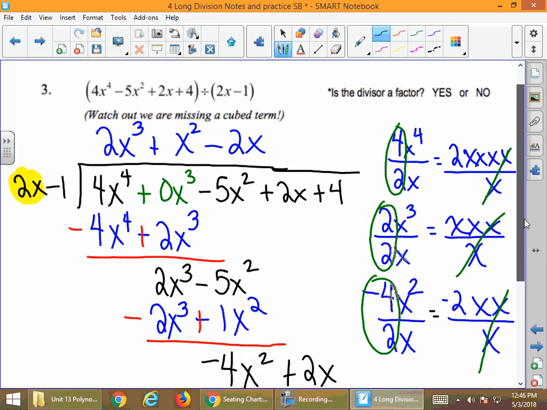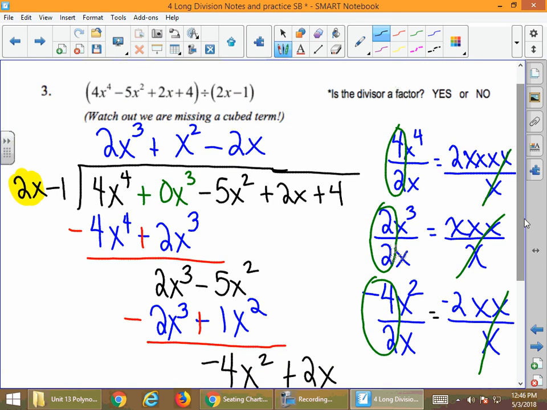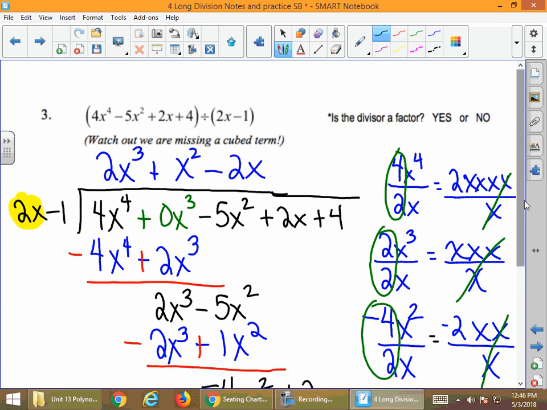If you saw the directions on the last problem, it says write the remainder in fraction form. So what happens is that 4 is a positive. So we're going to put plus because it's positive. And then it's going to be 4 divided by 2x minus 1.